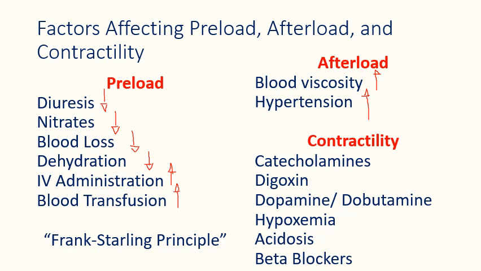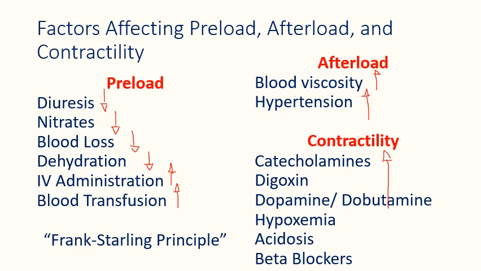We know that digoxin is a cardiac glycoside. Being a cardiac glycoside, it decreases our heart rate. However, it makes each contraction to be more effective. It increases the strength of every contraction. That's why your digoxin, along with your catecholamines, dopamine, dobutamine, are expected to increase contractility.